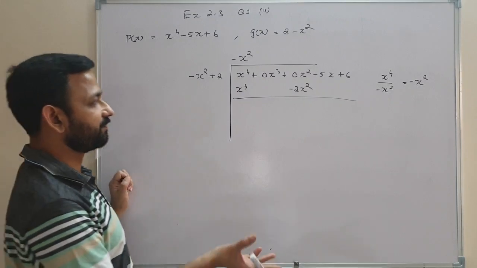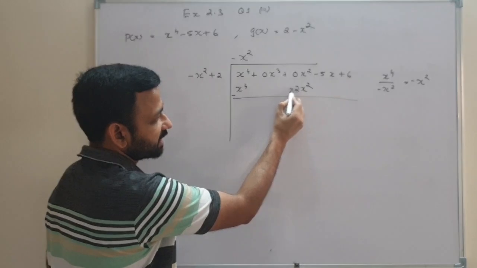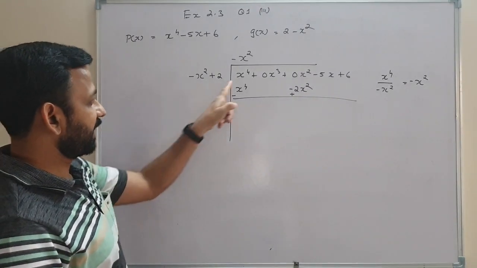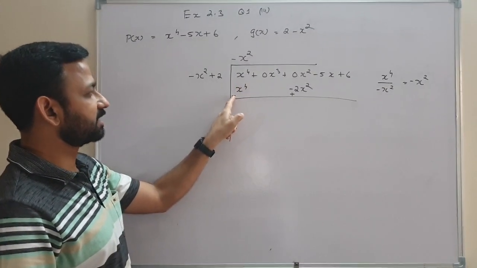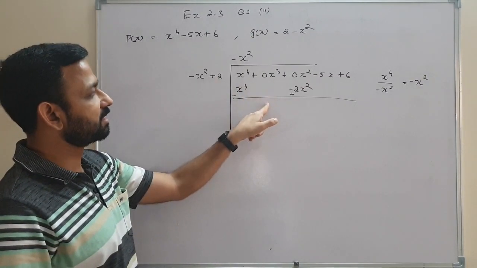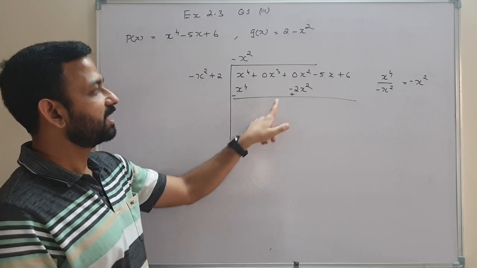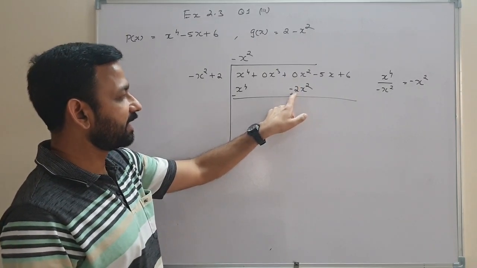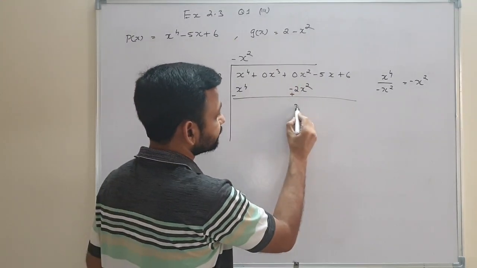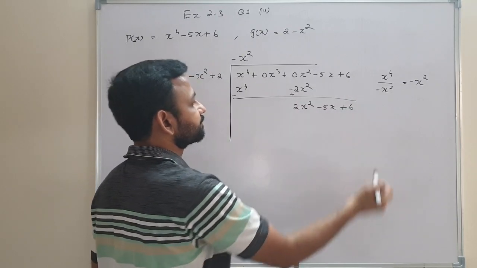So if you find the difference, this is a plus sign, so you keep a minus sign. If it is a minus sign, just the opposite, plus sign. Then x raised to 4 minus x raised to 4, 0. Then here 0x cube, that is the first term, so no need to write. Then 0 plus 2x square, that is 2x square. Then the rest of the terms, minus 5x plus 6.